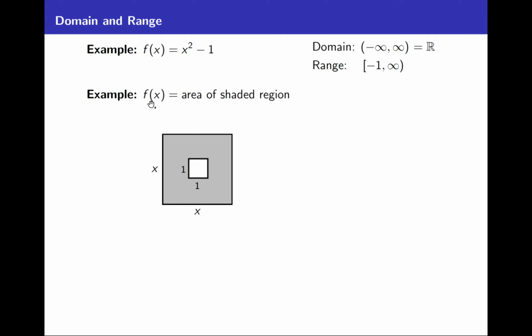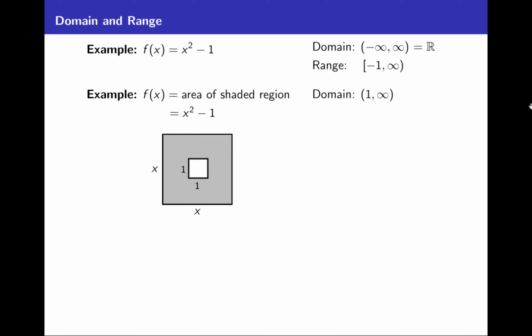Here's another example. Let's let f of x be the area of this shaded region. What we have here is a 1 by 1 square inside of a larger square that's an x by x square. So the shaded region, you could figure out as, let's see, the big square is x by x square units. So that's x squared square units, but then you have to subtract off the area of this inner 1 by 1 square. So the area of the shaded region is x squared minus 1. Now notice that's exactly the same function that we had up here.